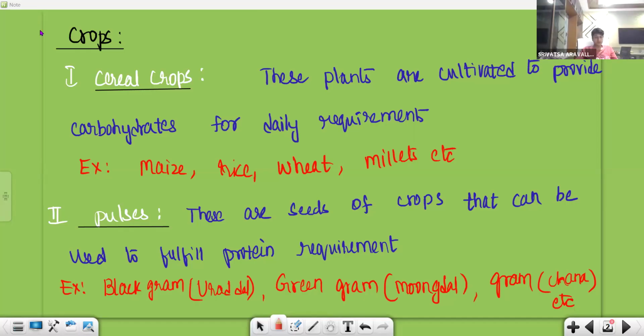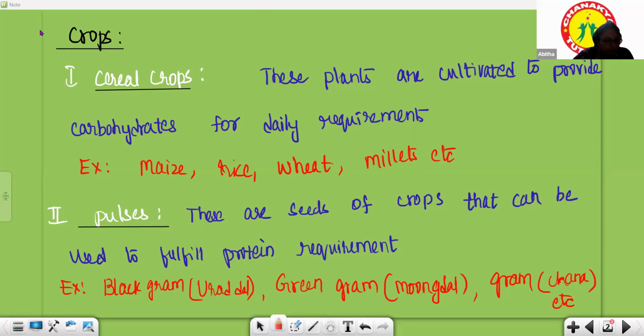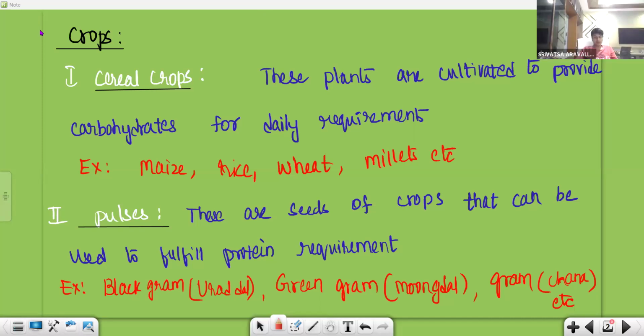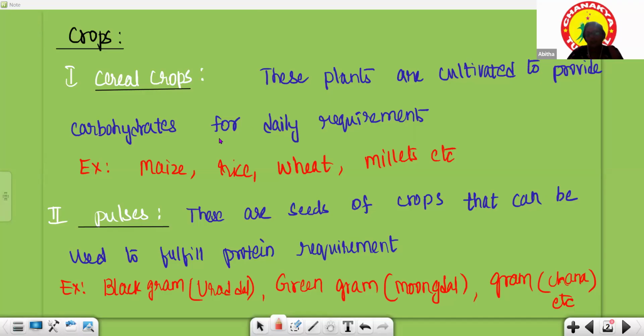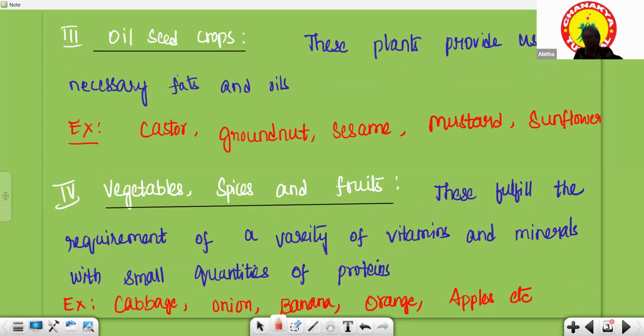Black gram, urad dal; green gram, moong dal; gram, chana, etc. Next type of crops.